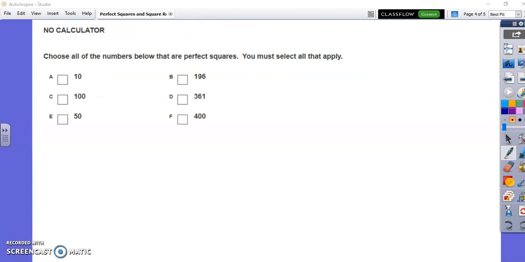Question number 14. So choose all of the numbers below that are perfect squares. So you have to make sure you read carefully, and it says you must select all that apply in order to get this correct. So you once again take out your list of perfect squares and square roots and you just check them off. 10 is not a perfect square. 100 is, 50 is not. 196, 361, and 400. So you should have checked off 4 answer choices for question number 14.